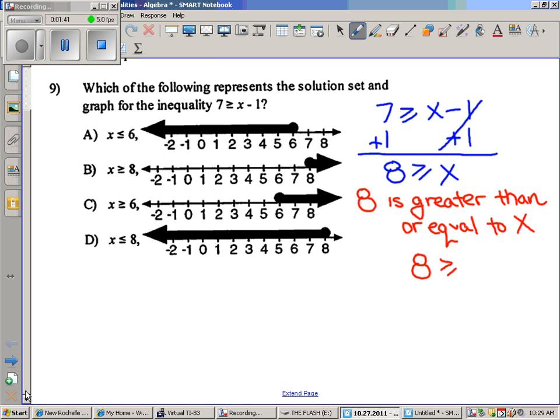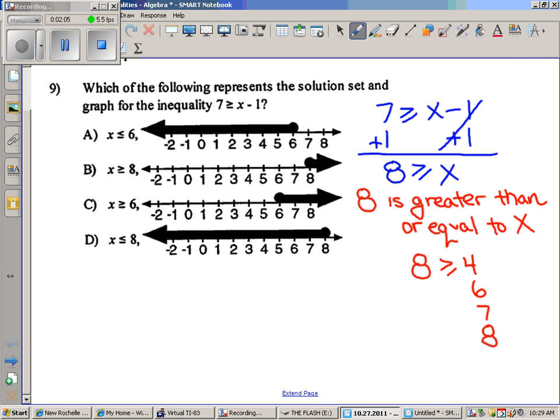11? No, because let me show you something. If I put a 17 over here, it makes no sense. 8 is not greater than or equal to 17. I like it. 4 will work. Give me some other ones. 6, 7, even 8 because it's greater than or equal to. Now, negative 9.